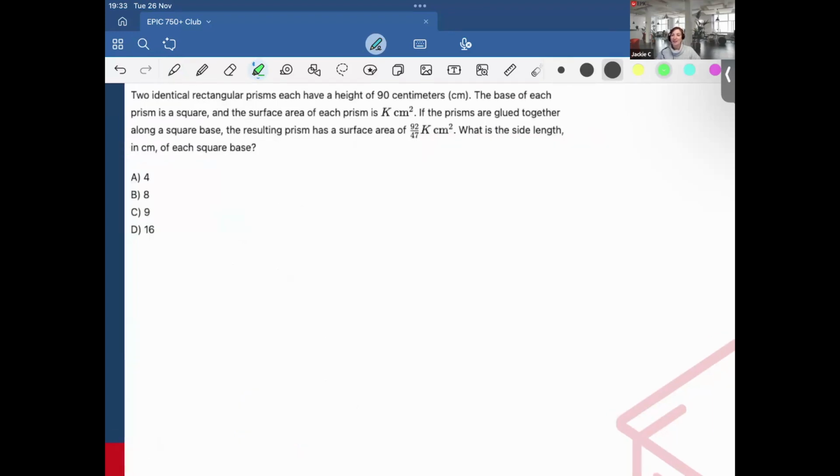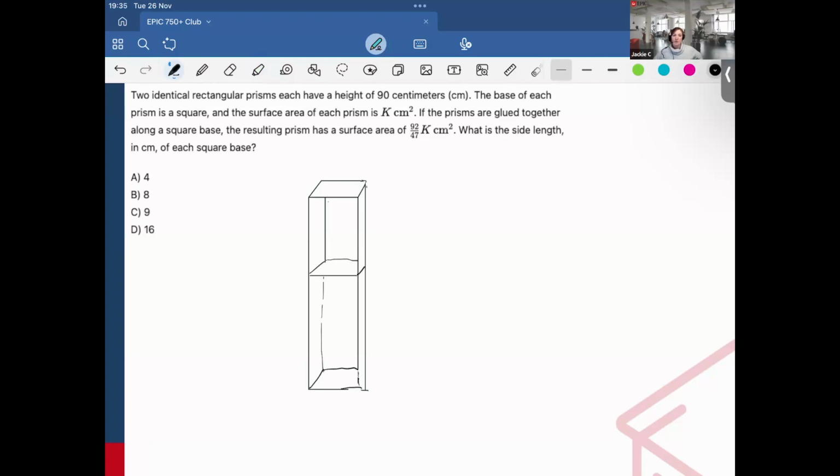Okay, so this one is from one of the Blue Book exams. It's a question totally worth knowing because it is advanced and maybe they would test a similar concept on your exam. Who knows? So first, let me just draw this out. All right, a rough sketch to just give you a little visual. Okay, so it says two identical rectangular prisms have a height of 90 centimeters. So the height would be 90, 90.